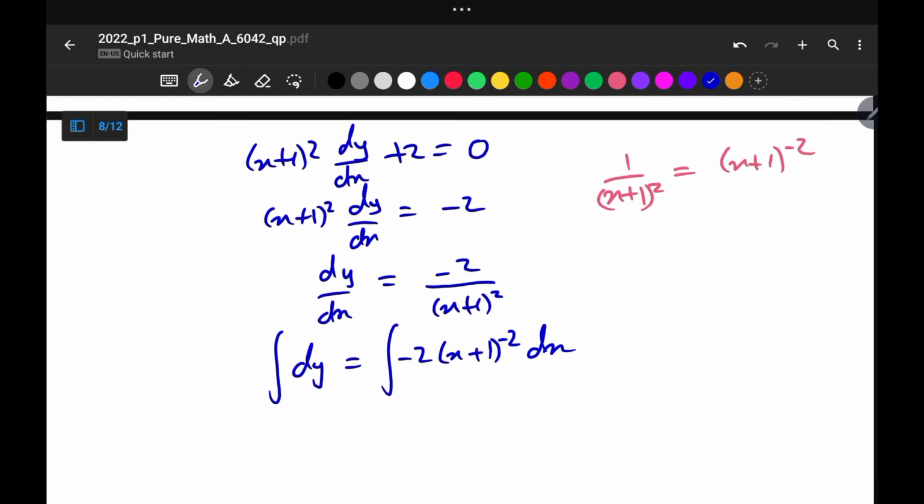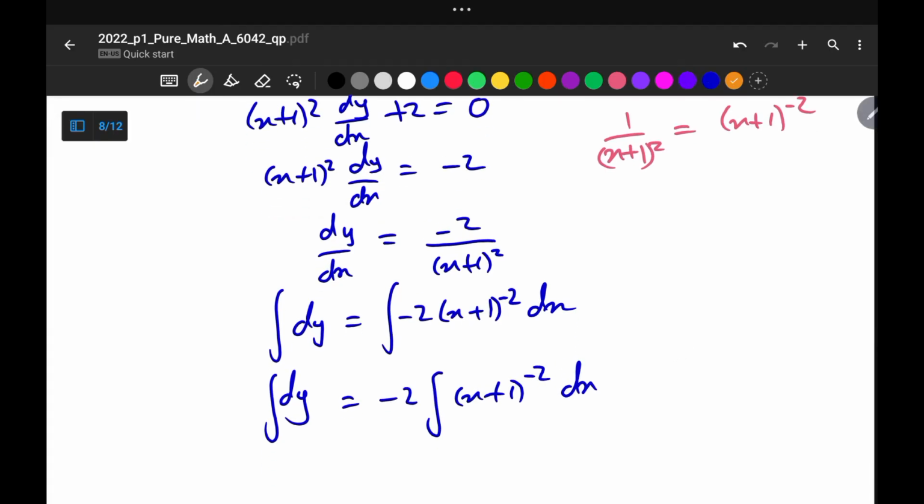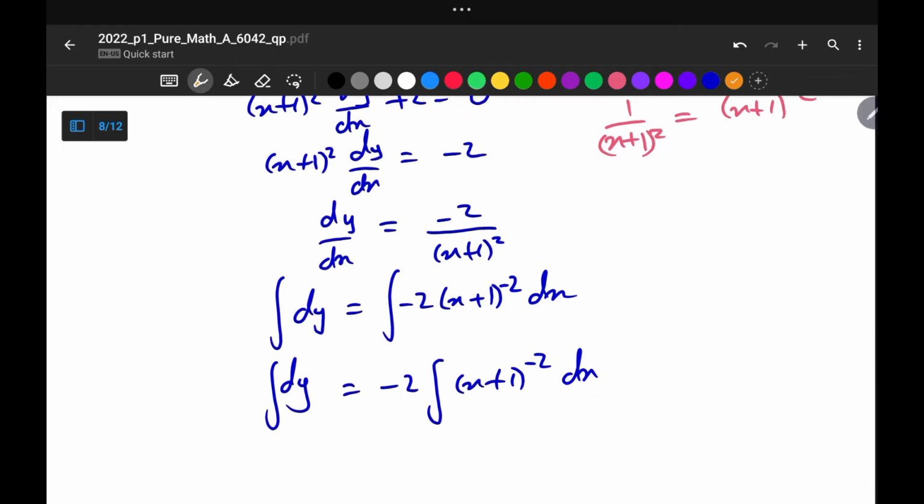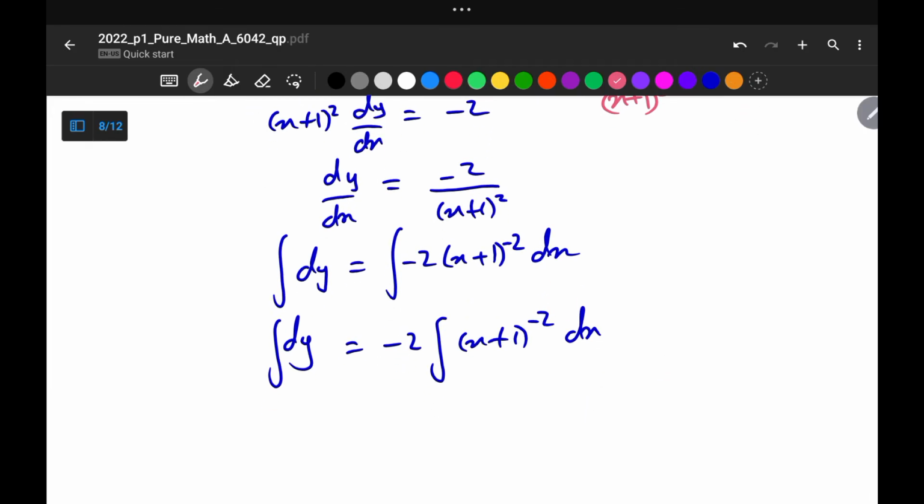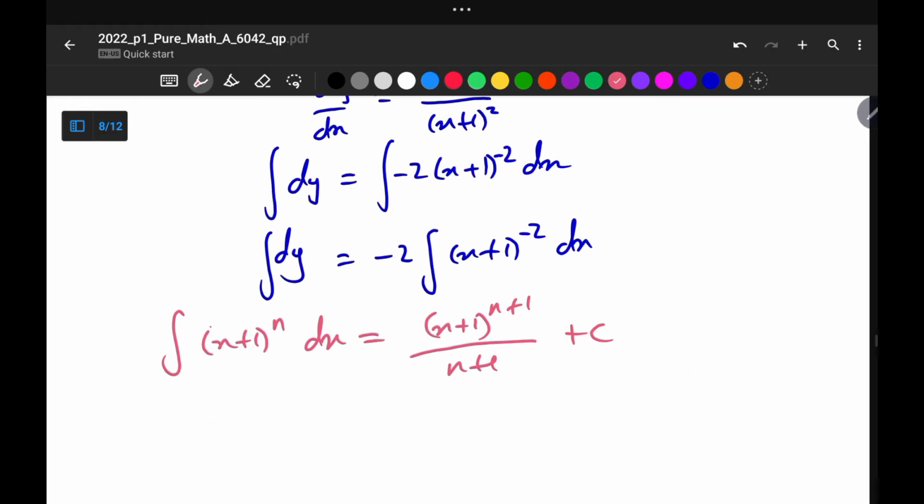So now it is the integral of dy being equal to -2 times the integral of (x + 1)^-2 with respect to x. So on the right hand side, we are going to use our general formula for integrating functions like this of x + 1. So if we are integrating (x + 1)^n with respect to x, our answer will be (x + 1)^(n+1) divided by n + 1, plus our constant c.